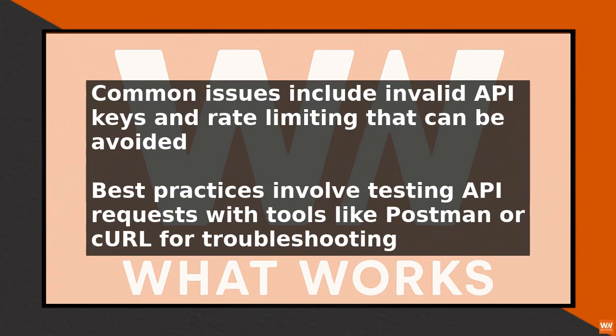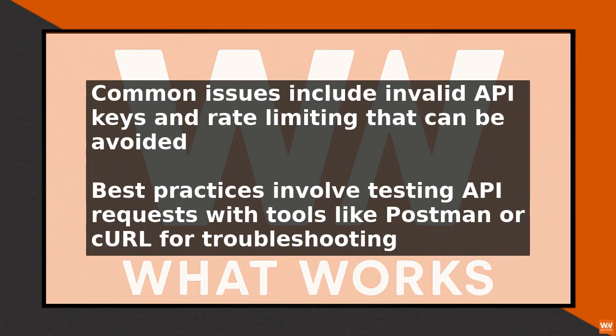Step 5. Check the Alchemy status page. If you are experiencing issues with the API, check the Alchemy status page to see if there are any known issues or maintenance scheduled. Some common issues that you may encounter when using the Alchemy REST API include invalid API keys, invalid API endpoints, and rate limiting. To avoid these issues, make sure to use the correct API key and endpoint, and ensure that you are not exceeding the rate limit.